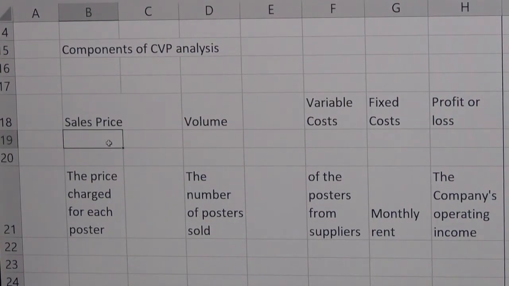Fixed costs would be like the monthly rent. The fixed costs, as a reminder, those are costs that do not change in total over the volumes. And then once you have your sales price and you can use the volume to compute your total sales and your total variable costs, you're going to take your sales minus your variable costs minus your fixed costs, and that's going to give you your profit or loss.